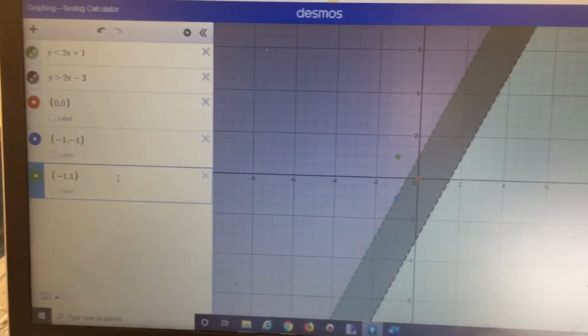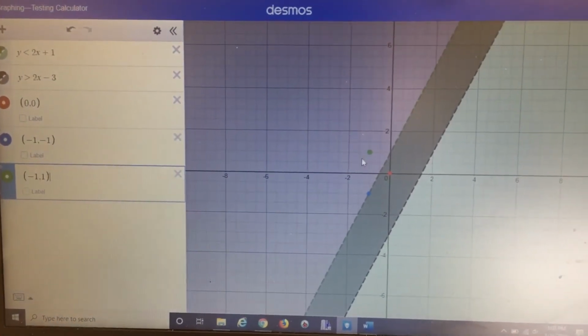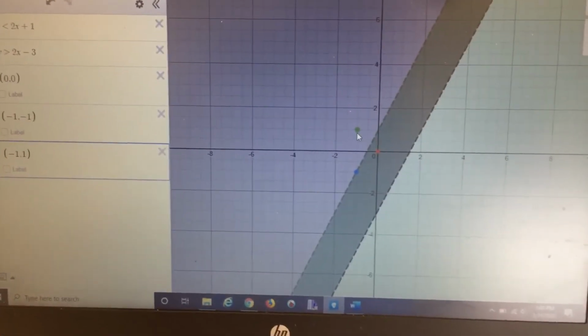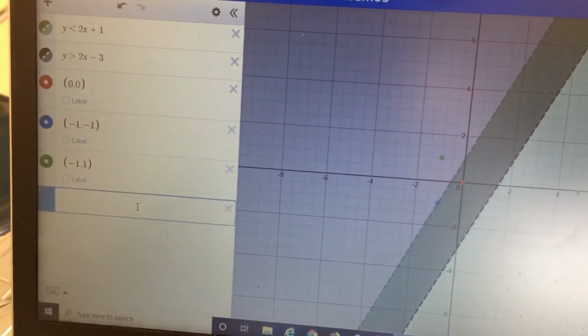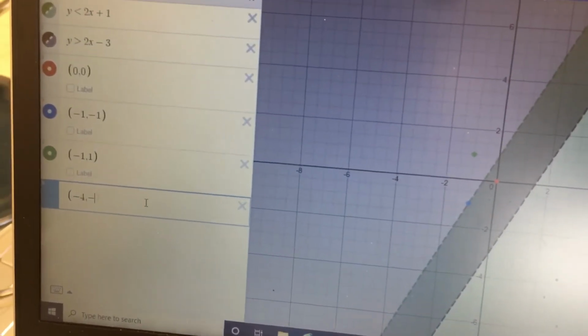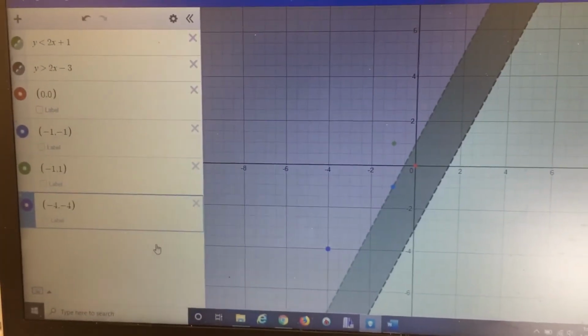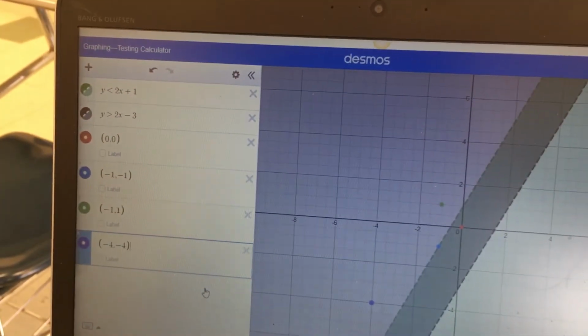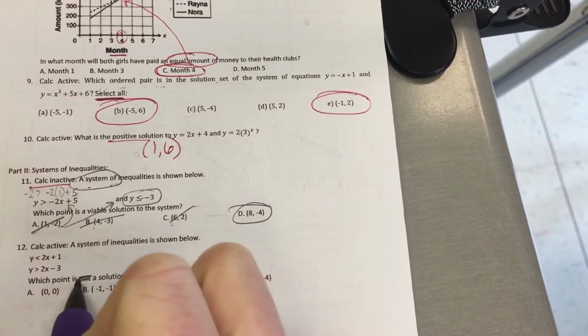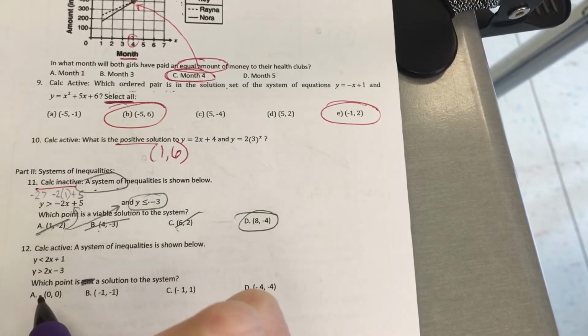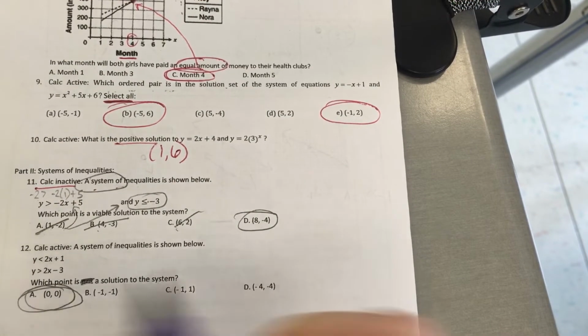C, this one is not a solution, -1, 1, and then D, -4, -4. So which points were not solutions? There actually were 3 of them that were not solutions, so I think I have a typo. This question should say which point is a solution. So 0, 0 was the only one.